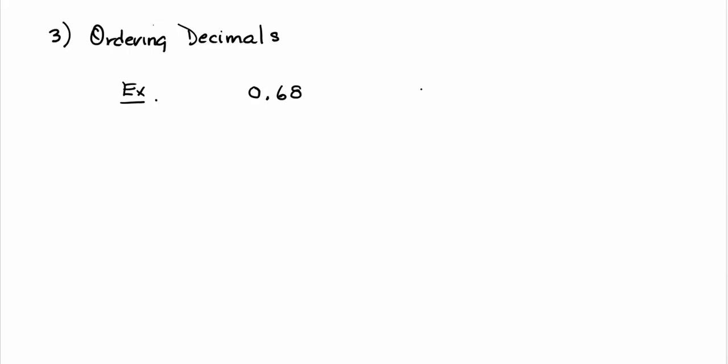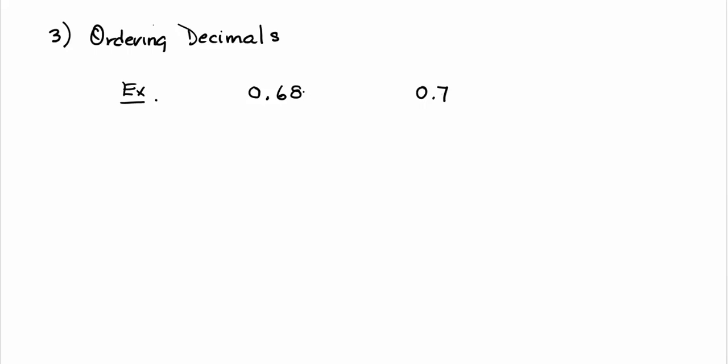Okay, when we're asked to order decimals, we need to compare them. So say we're ordering decimals, and let's say we're given 2 decimals like this, 0.68, 0.7. And we want to know which one's greater and which one's smaller.